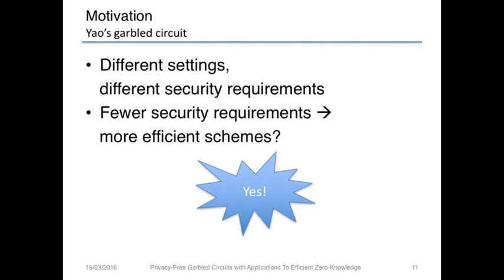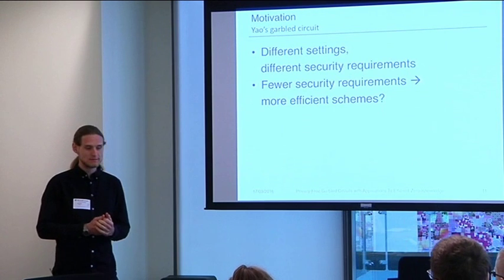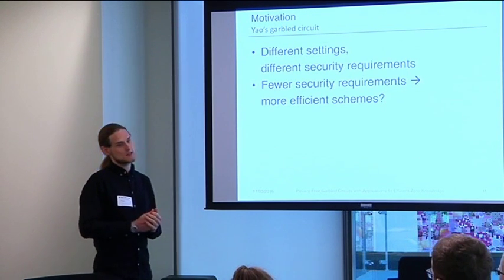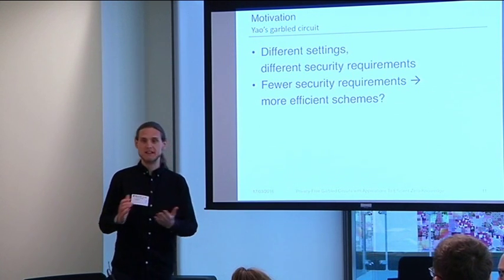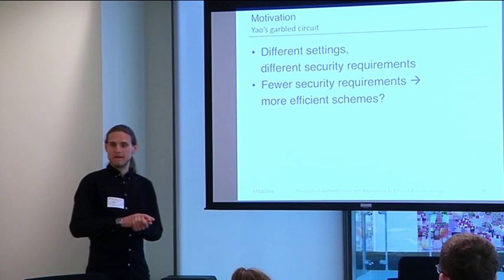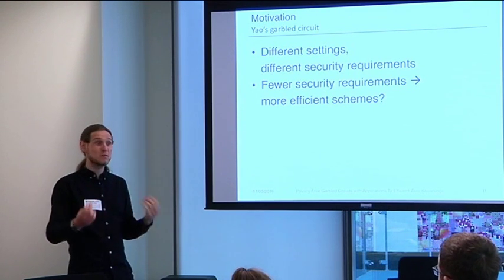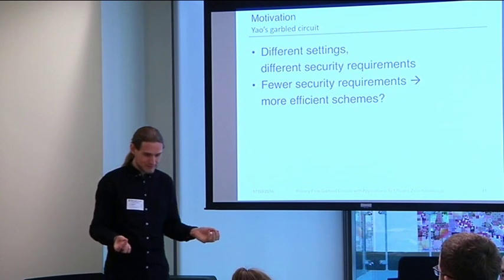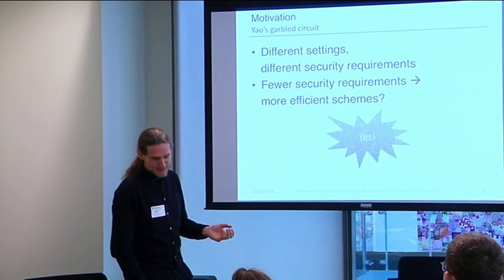Okay, so garbled circuits can be used in many different settings. And each of these settings, some of them have different security requirements. In particular, the case of zero knowledge. So the question we asked, okay, we have these different settings with different security requirements. If we remove some of the security requirements, can we then make more efficient garbling schemes? And as you might have guessed, since I'm not very far into my talk, the answer is yes.